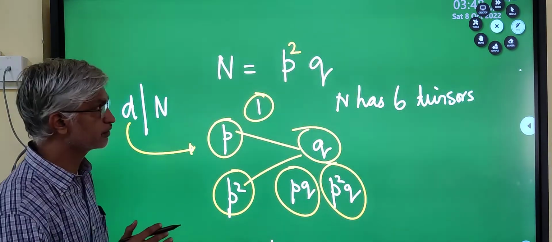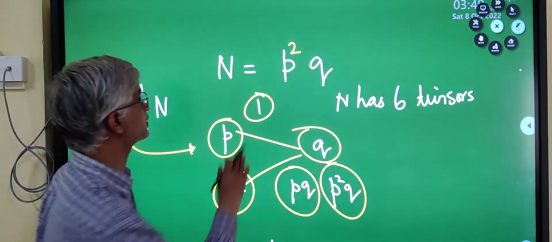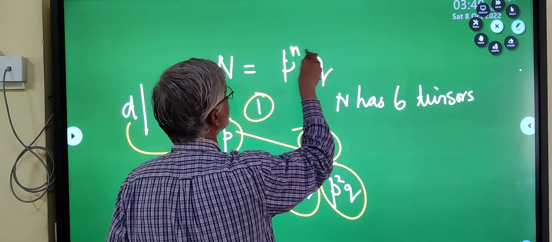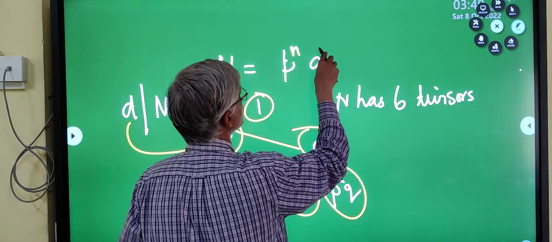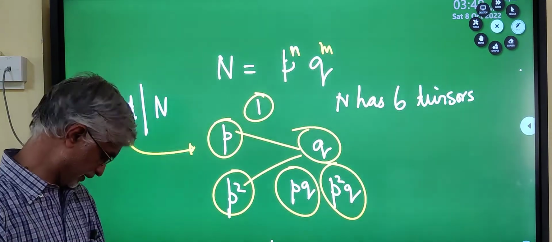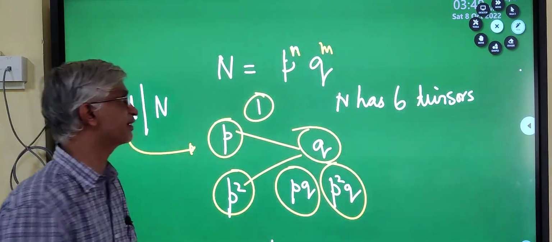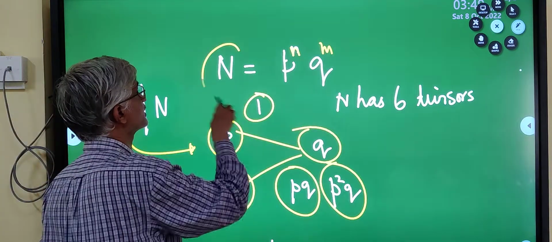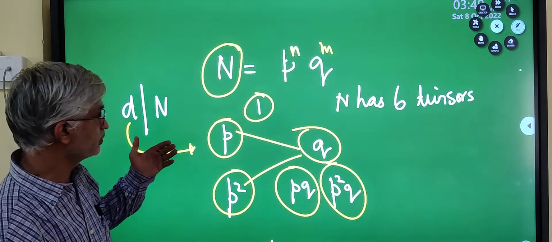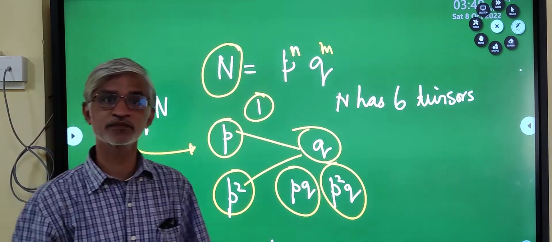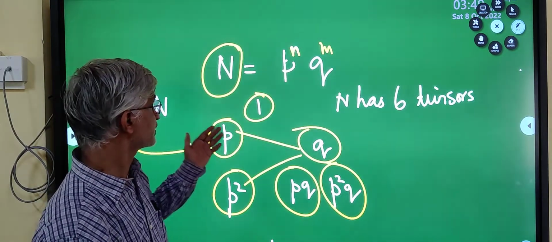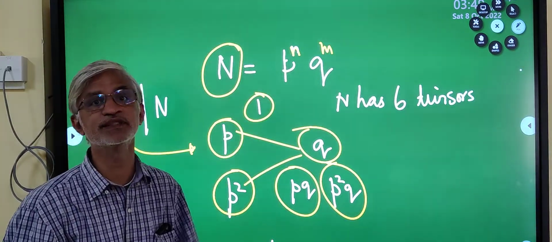So the problem further continues and asks for generalization of p raised to n and q raised to m. Now I think we shall leave it to you to think in the same way and find out the number of divisors of n. But like I said, my main purpose here is to use the fundamental theorem of arithmetic and to use the prime factorization as a way to deal with these questions.